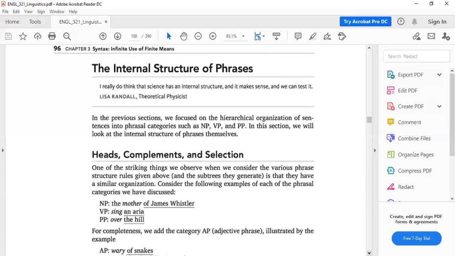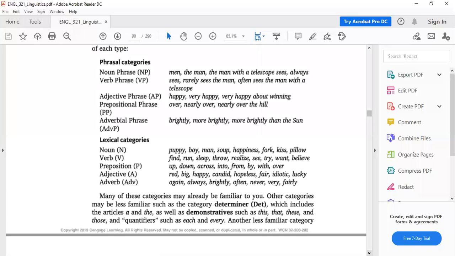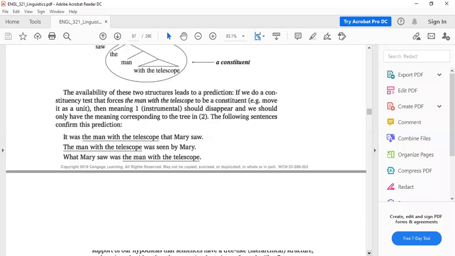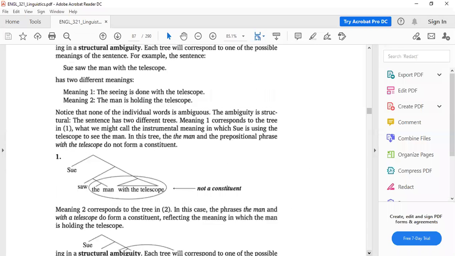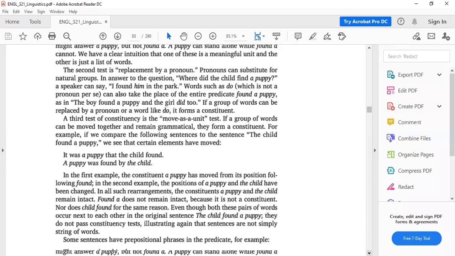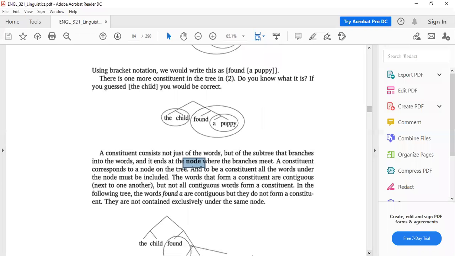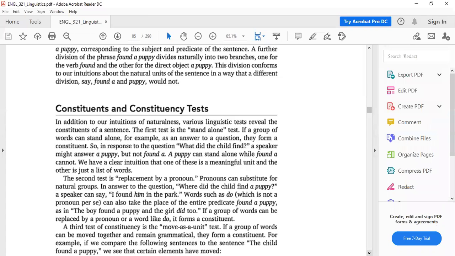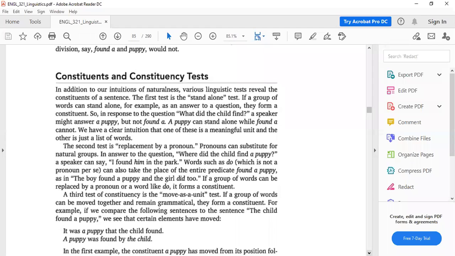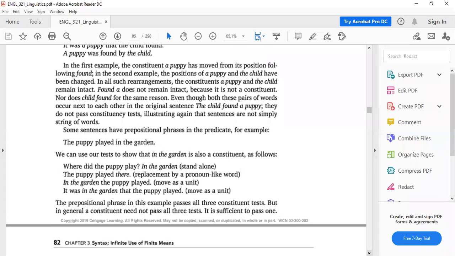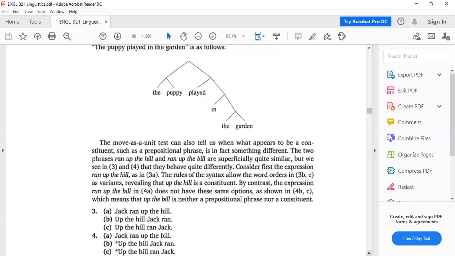So Rania, please be ready next time to show us the meaning of a constituent and the constituency tests. The 3 constituency tests, or sometimes 4. Sometimes they are 3, sometimes they are 4, and this is going to be your part.